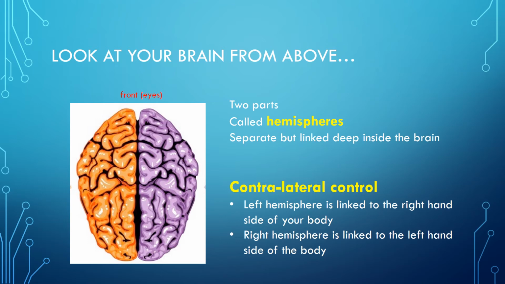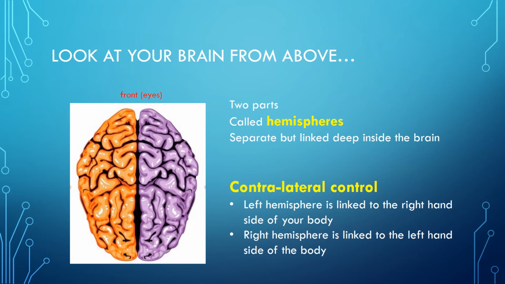Now, the brain has something called contralateral control. That means the right side of your body is controlled pretty much by the left side of the brain, and the left side of your body pretty much by the right side of the brain.